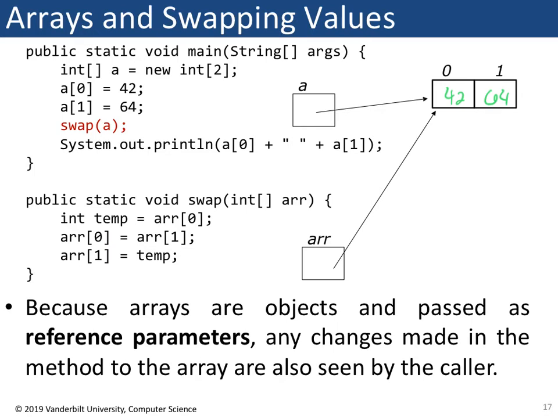Then we assigned element 0 the value stored in element 1. So at this point we have down here temp equals 42. And when we assigned the value stored in element 1 to element 0, this took on the value 64. Then when we execute the next statement, we assign element 1 the value stored in temp.